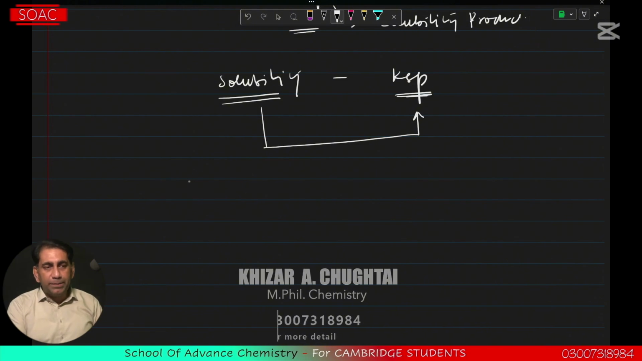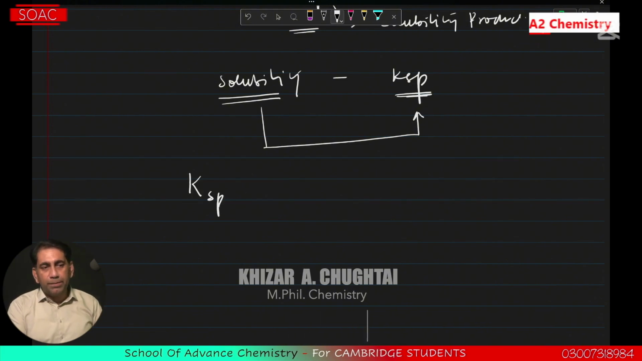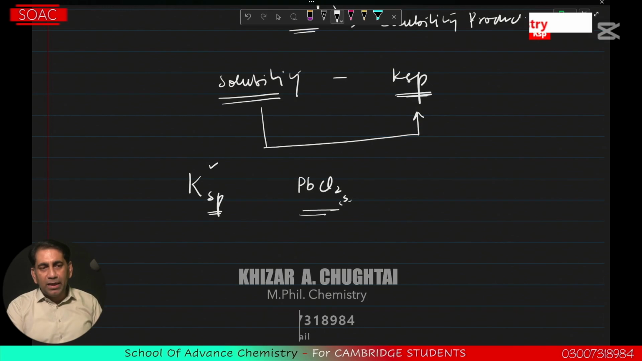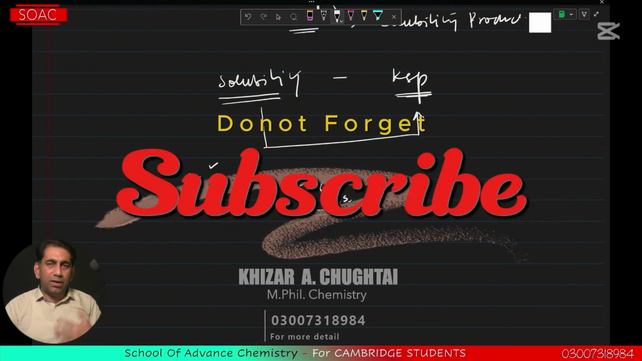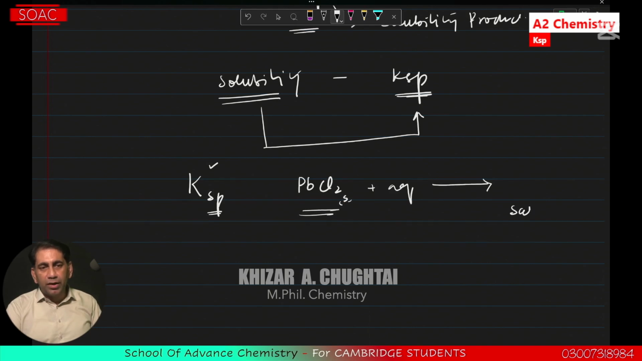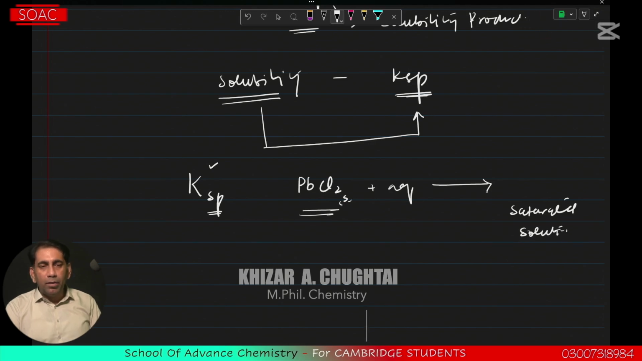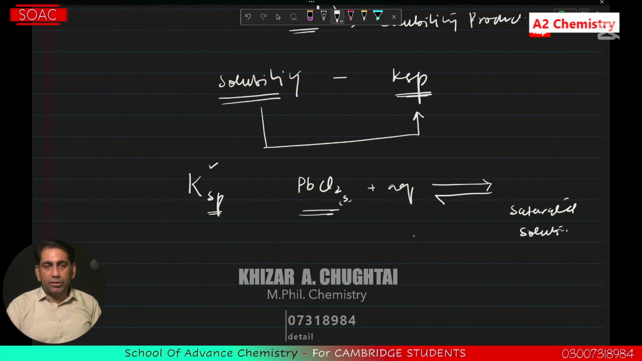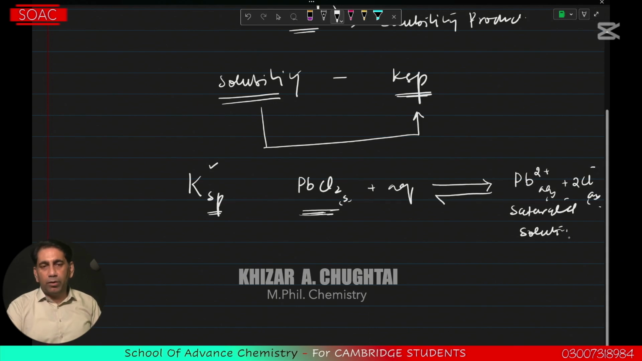Basically, if I have PbCl2, it is a less soluble, almost insoluble compound. If I dissolve it in water to make a saturated solution, then when equilibrium is established, it dissolves in the water to make Pb2+ ions aqueous, plus 2 moles of Cl- ions aqueous.